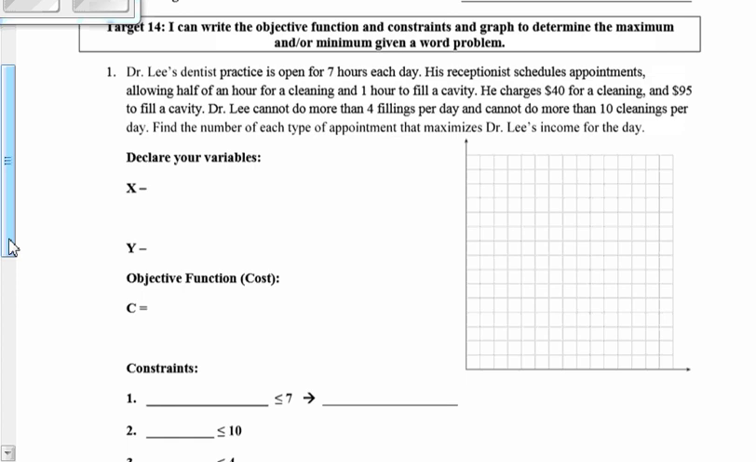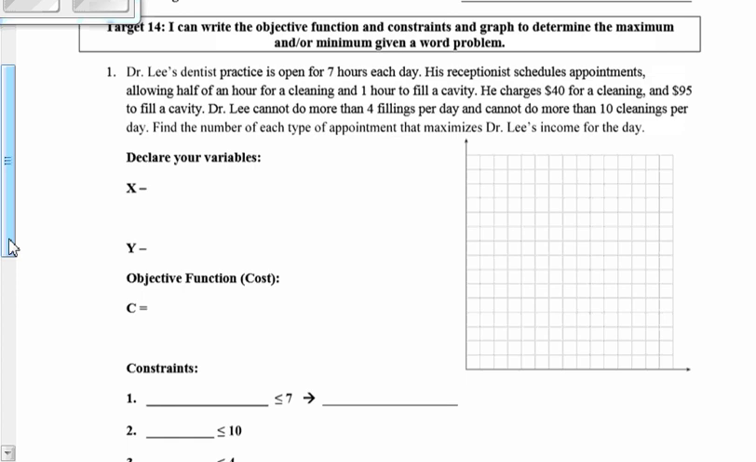Dr. Lee's dentist practice is open for 7 hours each day. His receptionist schedules appointments, allowing half an hour for a cleaning and 1 hour to fill a cavity. He charges $40 for a cleaning and $95 for a cavity. Dr. Lee cannot do more than 4 fillings per day, and he cannot do more than 10 cleanings per day. Find the number of each type of appointment that maximizes Dr. Lee's income for the day.